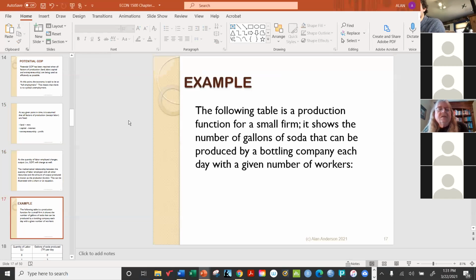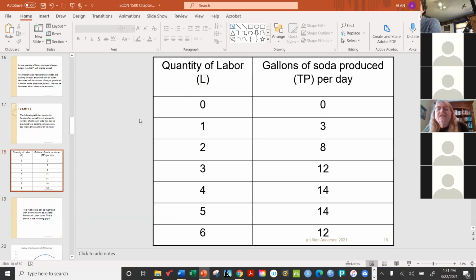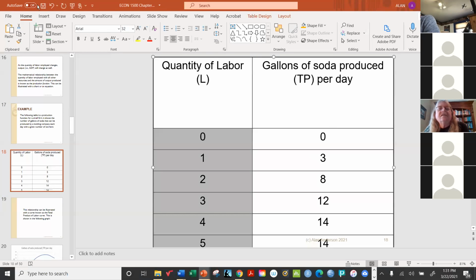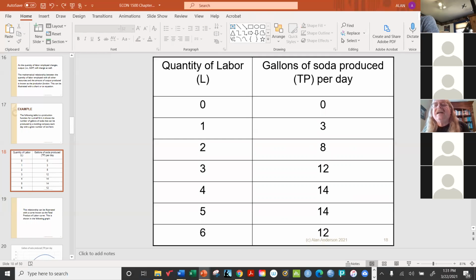Now, here what we're going to do is look at a very small example. This is a small company that makes soda. All right, it's a very special soda. Let's say it's something that's unique to this company. Nobody else has it. So it's very popular, but it's only available in a small part of the country. And so they make soda in this factory. And so this chart tells me how many workers are in the company on the left and how many gallons of soda they can make on the right. So this is a classic, what we call production function.